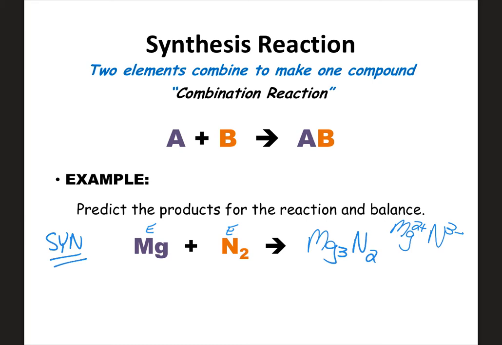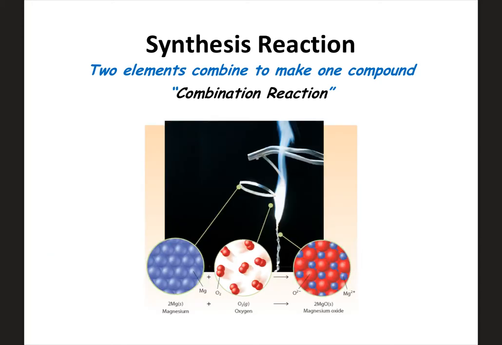The last thing you have to do here is balance it. So when I look for some differences, I see that I have 3 Mg on the right side. So now I have 3 Mg on the left. I have 2N here on the left, and I have 2N on the right. So all my elements match up. I'm done. It's balanced. Okay? So you need to be able to take reactants like this, predict the product, know the type, and then balance it. So this is a good example of a synthesis reaction.